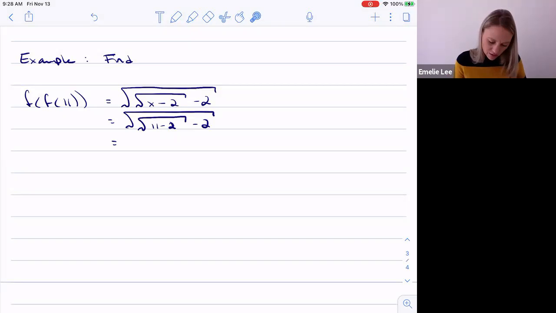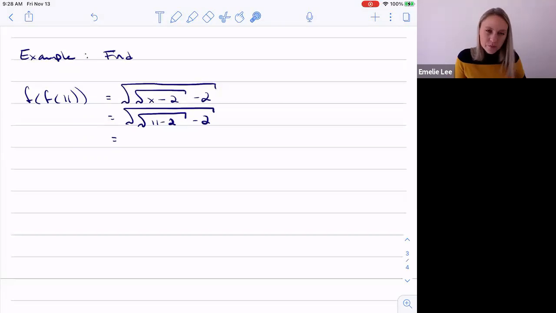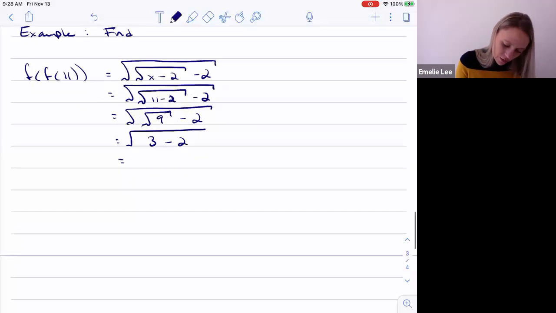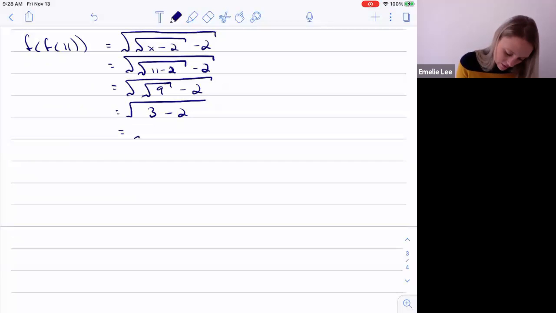It's verifying something, okay. Oh yeah, 11 minus 2 puts me at 9, right? So I've got the root of 9 minus 2. The root of 9 is 3. So I've got the root of 3 minus 2. 3 minus 2 is 1. So I've got the root of 1, which is just 1.